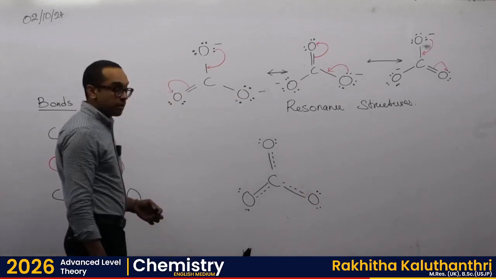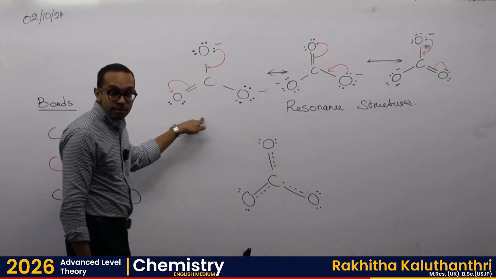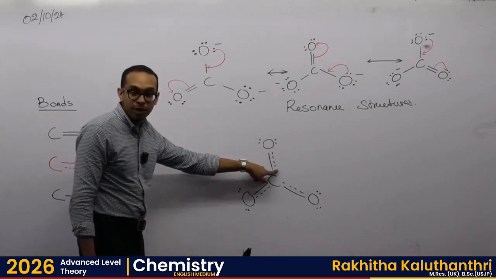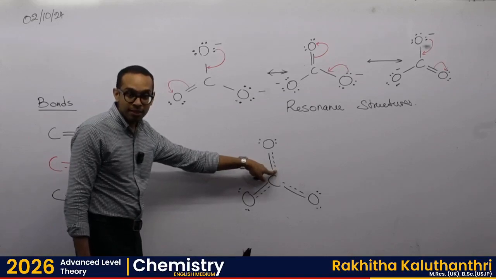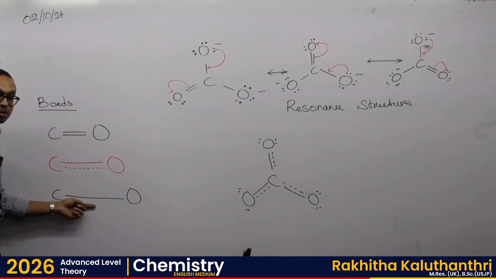Okay? So you can see this double bond is spread throughout three bonds. So we have one bond, and this is 1/3 of a double bond. Is that clear? So that is why the bond length came between a double bond and a single bond.